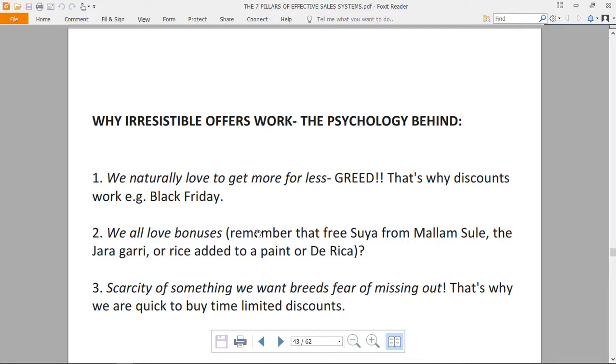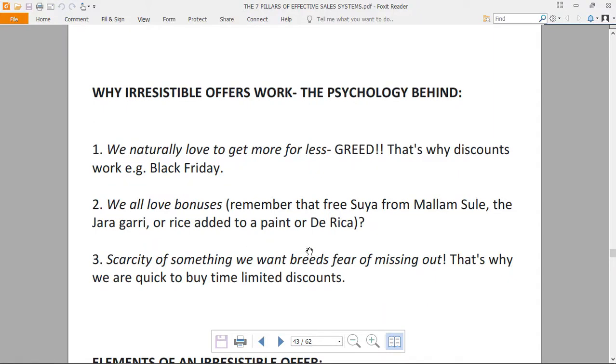Now, number three, scarcity of something breeds fear of missing out. This is another very important psychological foundation. When you put scarcity into an offer, people are like, if I don't buy this now and it goes, I'll have to spend more money later. I have to go and look for the money. So we are psychologically engineering people to want what we are selling now. That's an irresistible offer. Okay, so let's go on.